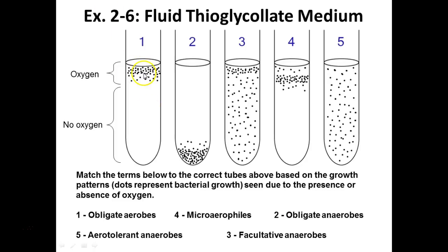1 and 3. 1 is our obligate aerobes that only grew at the top, right? Or you had a facultative anaerobe, and if you were lucky, you saw more growth at the top, but you definitely saw growth in the bottom of the tube. But why did we do this test?